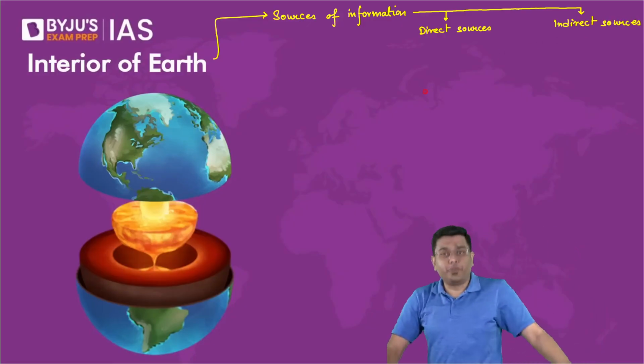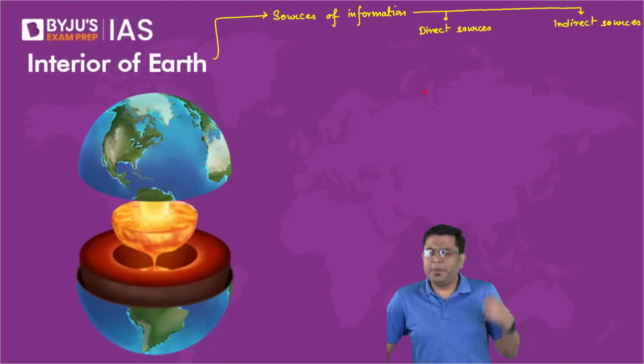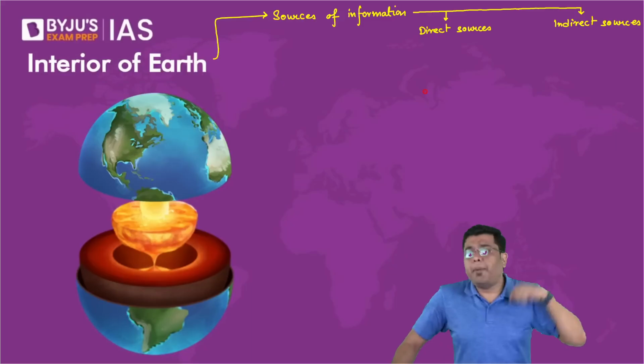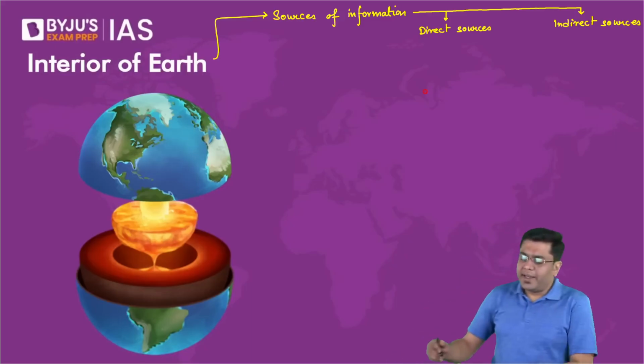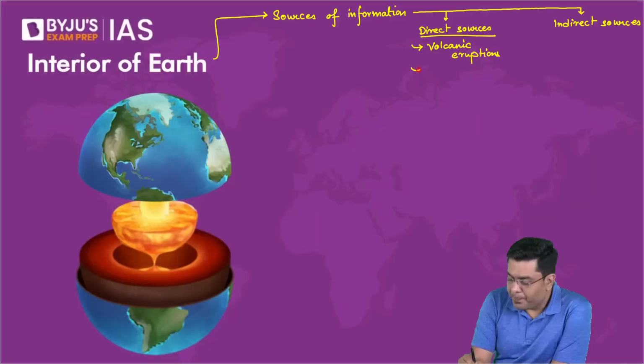So what are our direct sources? Direct sources of information give us an idea about what is contained in the interior. And when I say direct sources, it means that first hand information is given. By that we get the first hand idea about what is contained, right? So here the direct sources are two. One is studying the volcanic eruptions, and secondly, digging and mining.